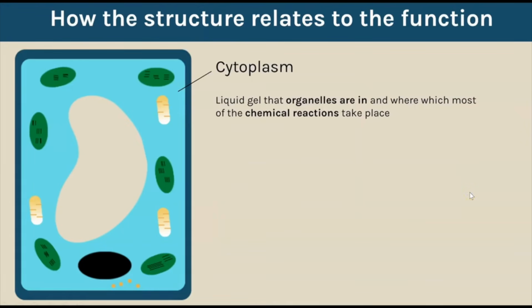So we focus now on what the actual functions are of these different structures. We talked about cytoplasm, and this is a liquid gel, so it's quite a thick liquid, and this is what the organelles are suspended in. What we mean by organelle is the different structures you find within the cell. So these structures or organelles are floating in this thick liquid. It's also where most chemical reactions take place.